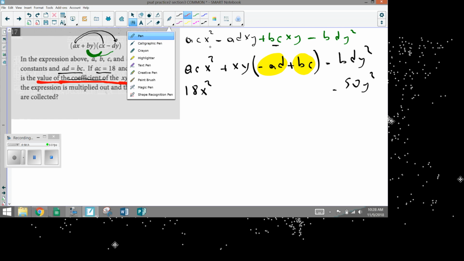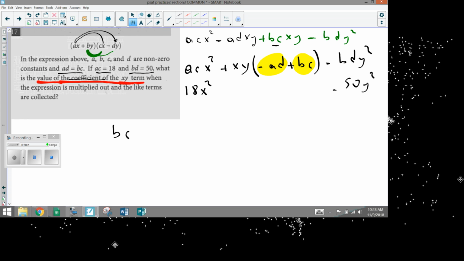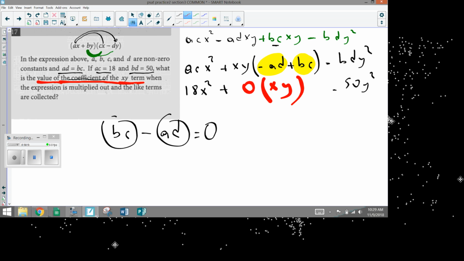So it's kind of like BC minus AD. Can I write that like that? And since they are equal, same quantity, when you're subtracting, what are you gonna get? A 0. When you subtract two of the same quantity, you're going to get 0. Since they're equal. And what is the coefficient of xy then? Yes, and so you can write this like that, plus 0xy. What is the coefficient of xy? So the answer is 0.